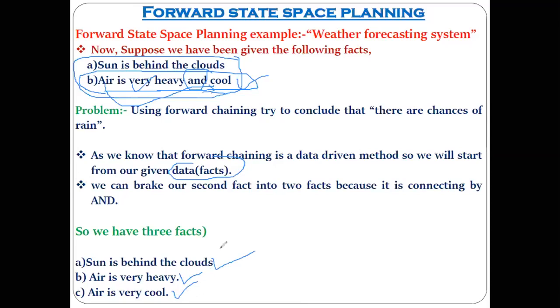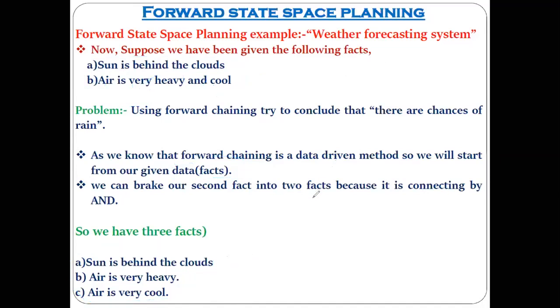So totally how many facts do we have now? Three facts. Correct? Yes, sir. One is the sun is behind the cloud, second is the air is very heavy, and third is the air is very cool. And these three facts we have to utilize to reach our goal, or the conclusion, that there are chances of rain. Okay, let's see how we can do this.